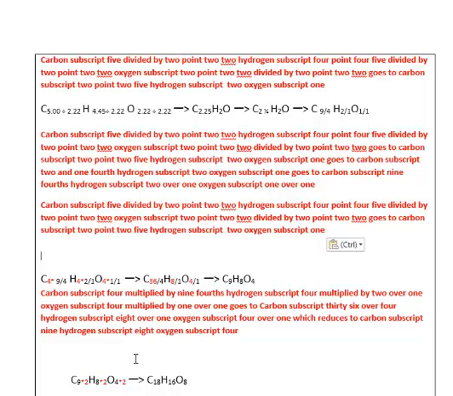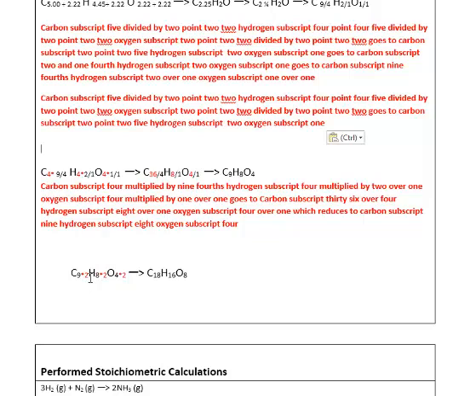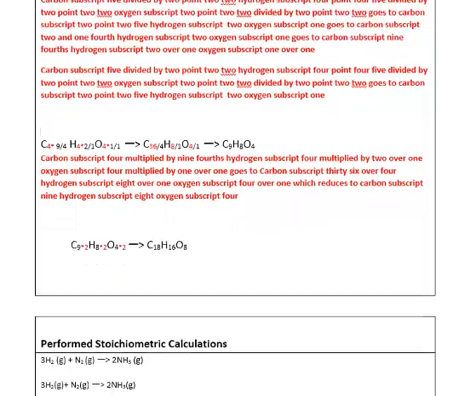Okay, it looks like I just had that in the wrong place. Okay, so carbon subscript 4 multiplied by 9/4, hydrogen subscript 4 multiplied by 2 over 1, oxygen subscript 4 multiplied by 1 over 1, goes to carbon subscript 36 over 4, hydrogen subscript 8 over 1, oxygen subscript 4 over 1, which reduces to carbon subscript 9, hydrogen subscript 8, oxygen subscript 4. Carbon subscript 9 multiplied by 2, hydrogen subscript 8 multiplied by 2, oxygen subscript 4 multiplied by 2 goes to carbon subscript 18, hydrogen subscript 16, oxygen subscript 8.